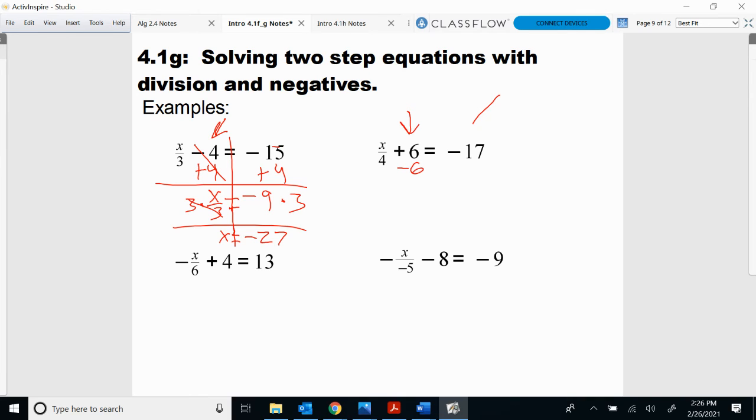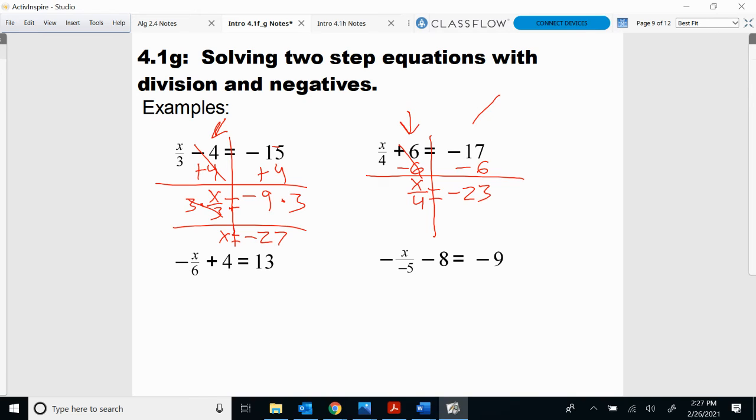So let's get rid of that. So we're going to go -6, -6. Okay, that'll cancel it. Get some lines going here. We're going to have x divided by 4 is equal to, now if you take -17 minus 6, you're going to end up with -23 for an answer. Okay, so watch how you put that in your calculator. Make sure that works for you.